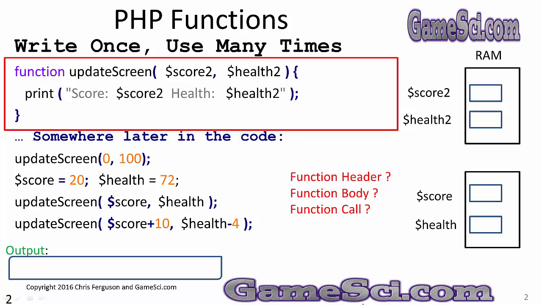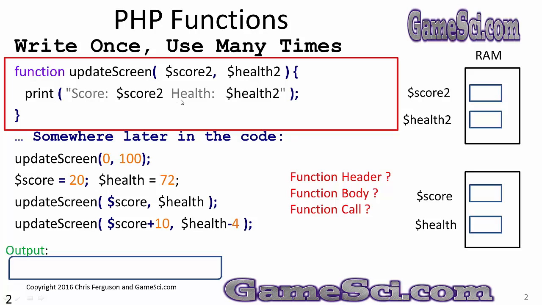And what I'm going to do is isolate all that code to update the screen into this one function. Now, what's the function header? It's obviously this line with the word function on it. The header in PHP is always the line with the word function on it. What's the function body? It's the executable code of the function. It's the print statement. That's the body of the function.